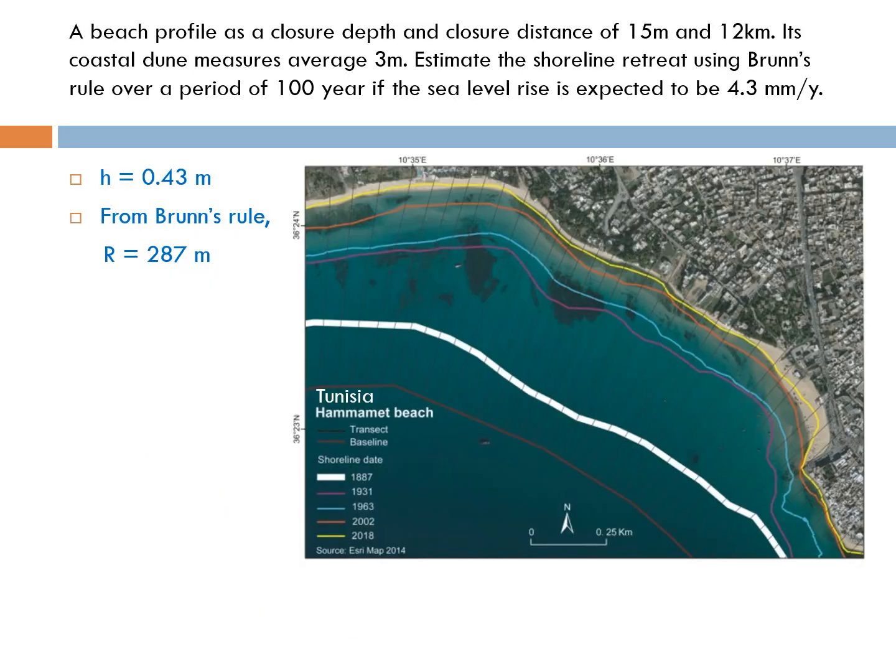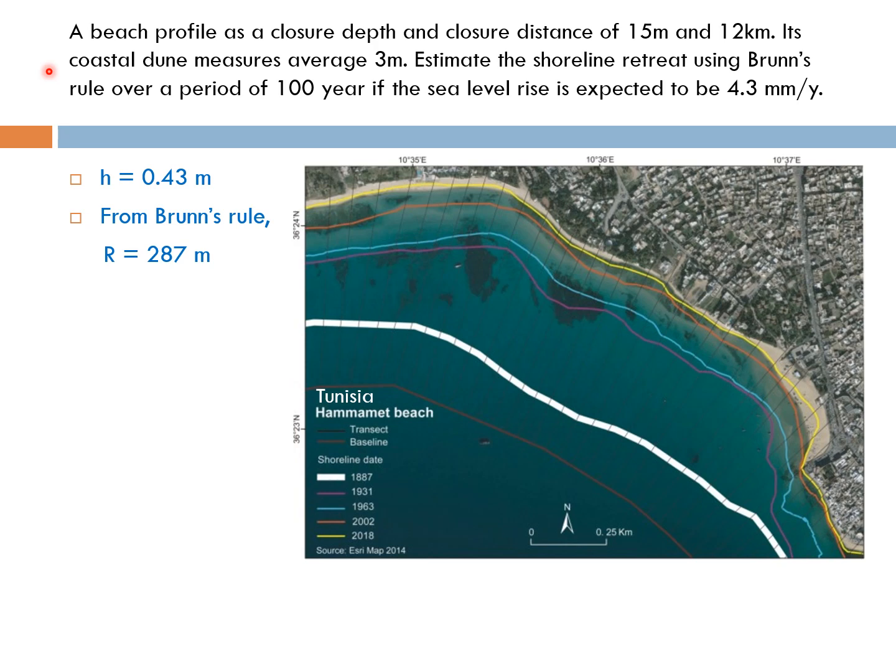Right now, let's look at one example. A beach profile has a closure depth and closure distance of 15 meter and 12 kilometer respectively. Its coastal dune measures an average of 3 meter high. Estimate the shoreline retreat using Bruun's rule over a period of 100 years if the sea level rise is expected to be 4.3 millimeter per year.